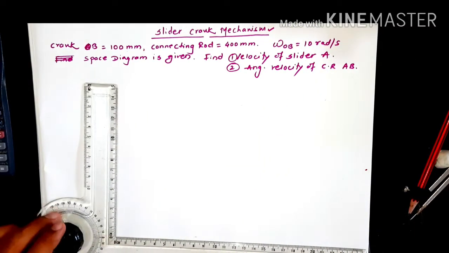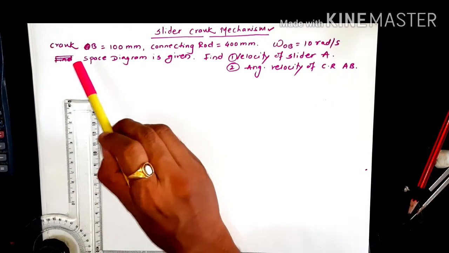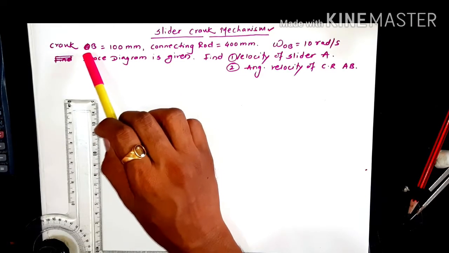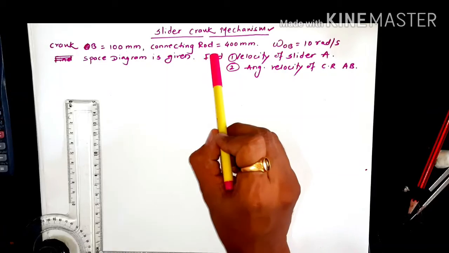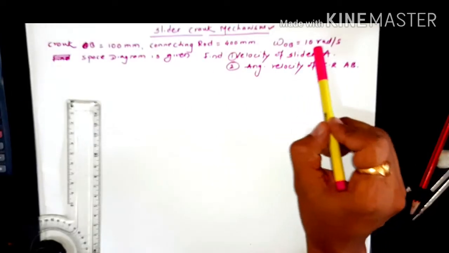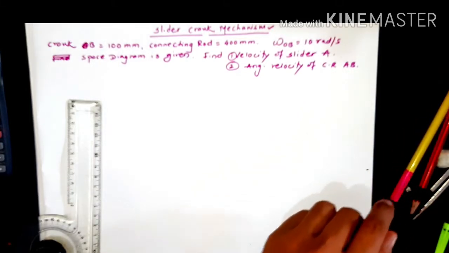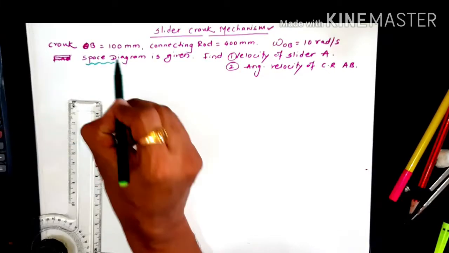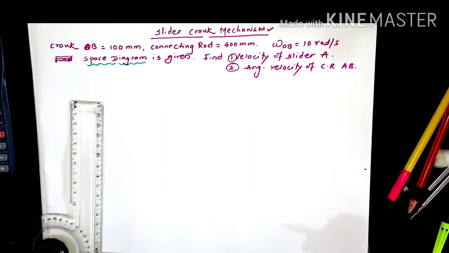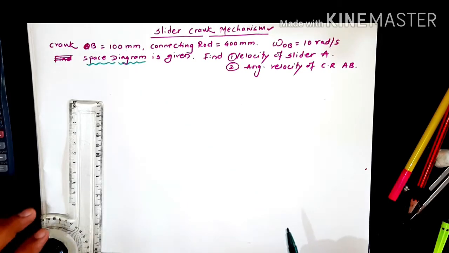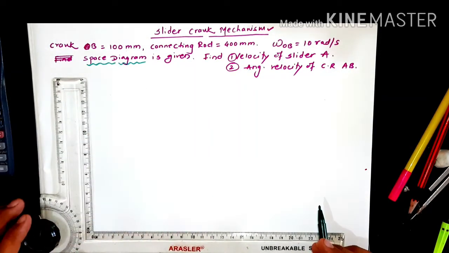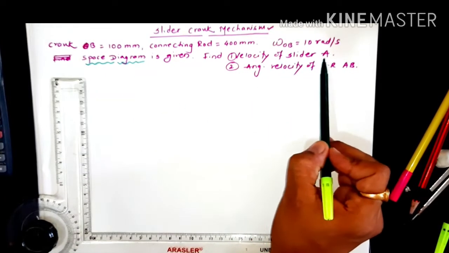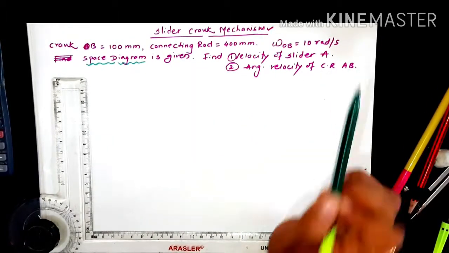So the given entities are: the crank radius OB is 100 mm, the connecting rod length is 400 mm, and the angular velocity of the crank is given, that is 10 radian per second. A space diagram is also given, which you have to draw, so as to understand the angular positions and the locations of the sliders. Now we have to find the velocity of slider A and the angular velocity of the connecting rod AB.